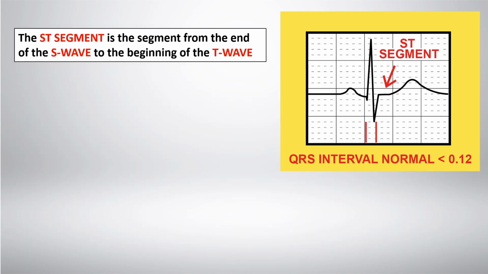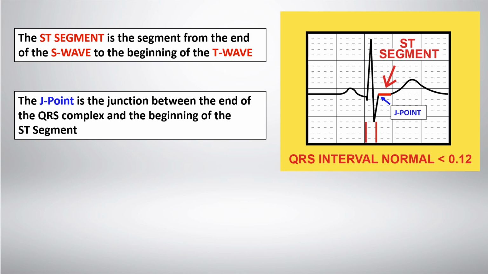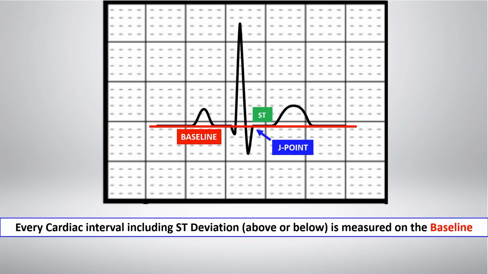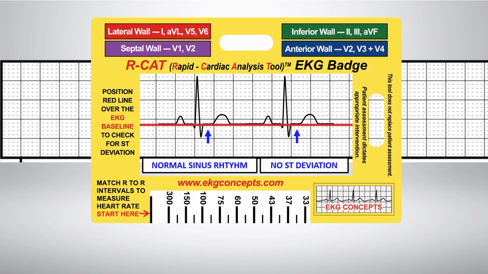The ST segment is the segment from the end of the S wave to the beginning of the T wave. The J point is the junction between the end of the QRS complex and the beginning of the ST segment. Changes or deviation in the ST segment as little as 1 millimeter above or below the baseline may indicate cardiac problems. Every cardiac interval, including ST deviation above or below, is measured on the baseline. Using the EKG badge in this example, you can see that the rhythm shows normal sinus rhythm with no ST deviation.